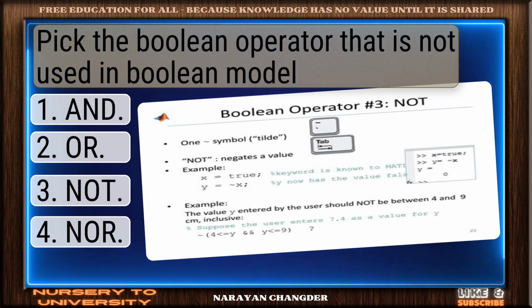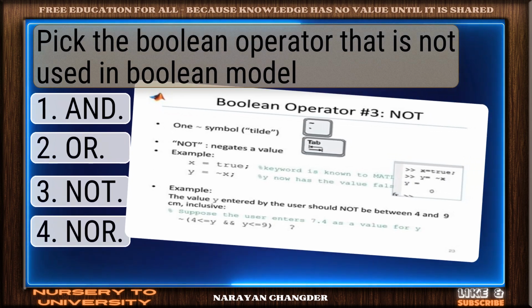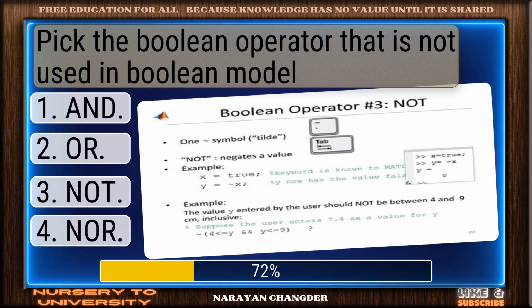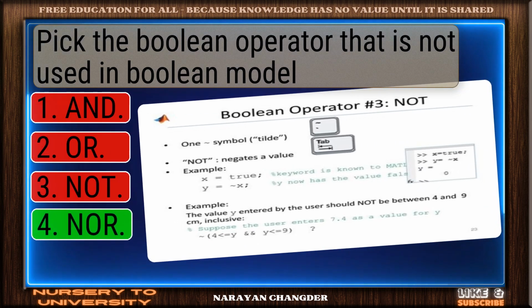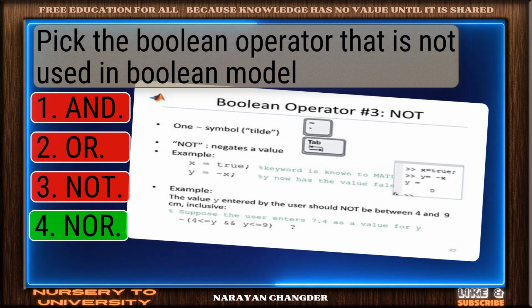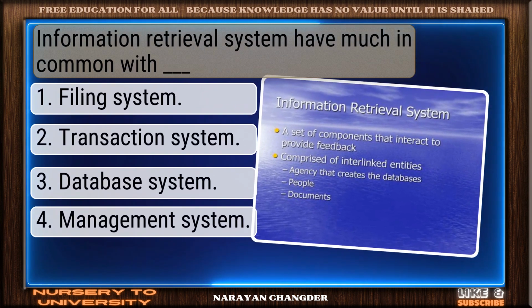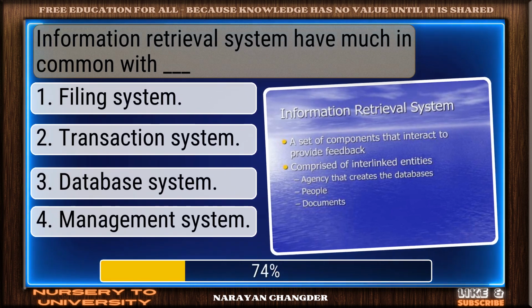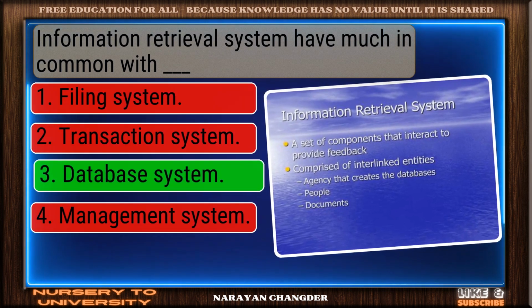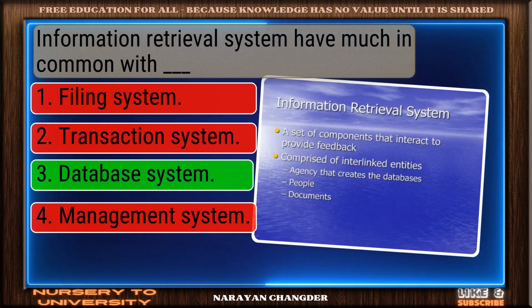Pick the Boolean operator that is not used in the Boolean model. Exactly. NOT makes sense and it is the right choice. Information retrieval systems have much in common with dash. On track. Database system is the correct answer.